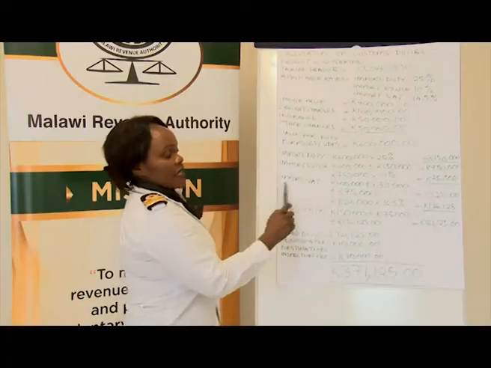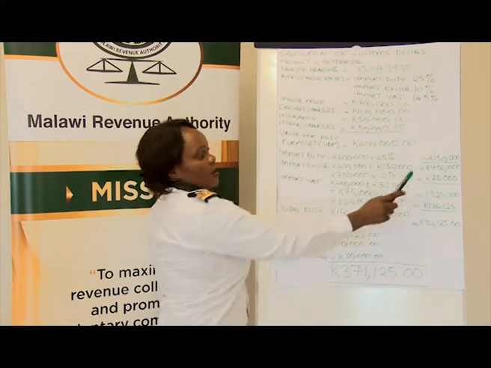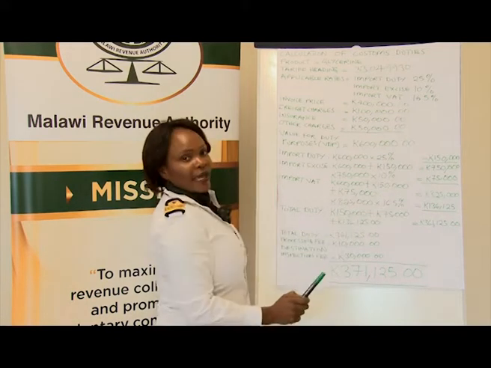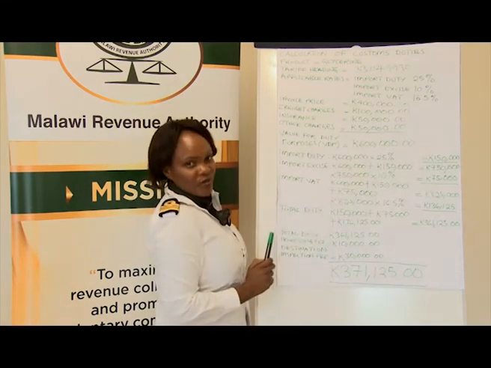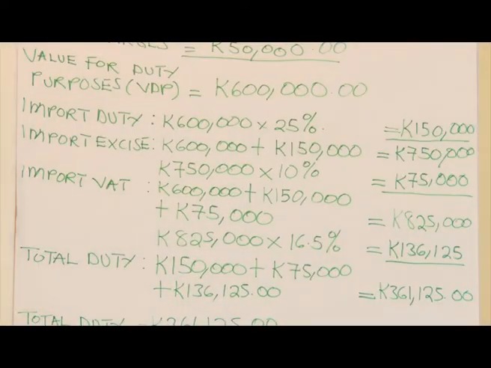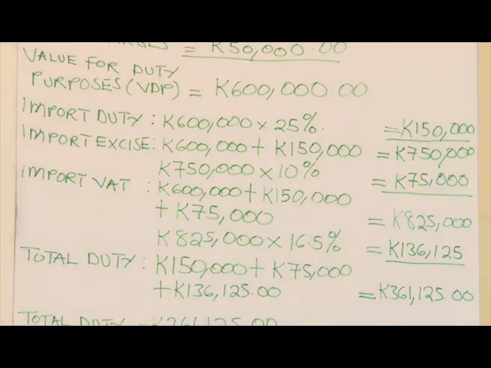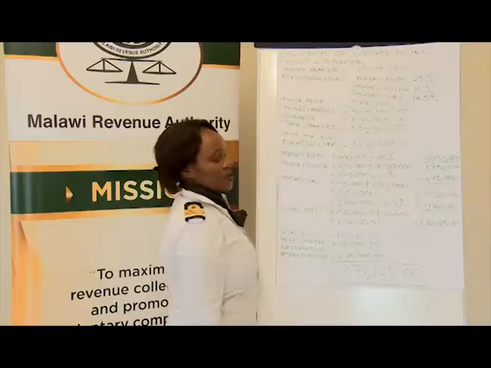Now to calculate the import VAT, we add up all the other duties again to our value for duty purposes. We have 600,000 kwacha, our value for duty purposes, and then we add import duty 150,000 kwacha, and we add import excise 75,000 kwacha. It will come up to 825,000 kwacha.